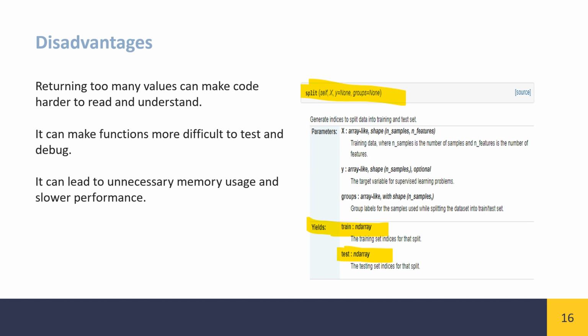Disadvantages. Returning too many values can make code harder to read and understand. It can make functions more difficult to test and debug. It can lead to unnecessary memory usage and slower performance. And here is the example and its explanation.